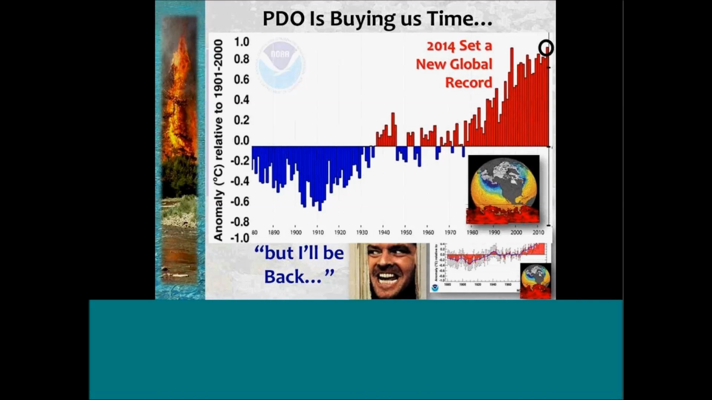And in fact, despite the fact that we've been in a bubble in the Pacific Northwest recently, the climate is still cooking along on average across the globe. And 2014 just set a new record in terms of the overall average air temperature.